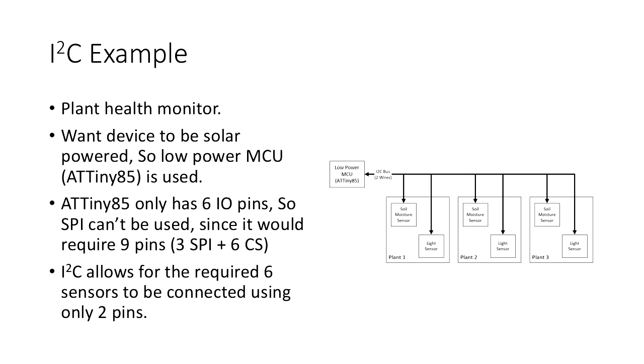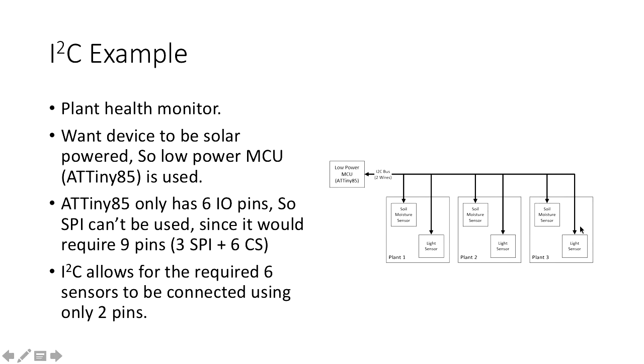So, I2C example. Suppose you are developing a plant health monitor. You want the devices to be solar powered. So a low power microcontroller, maybe the ATtiny85, is a low power microcontroller used. When you use this microcontroller, it has only 6 I/O pins. So SPI can't be used because you are going to make a weather station. You are going to monitor so many plants, plant 1, plant 2, plant 3, and each plant you got a soil moisture sensor and light sensor.